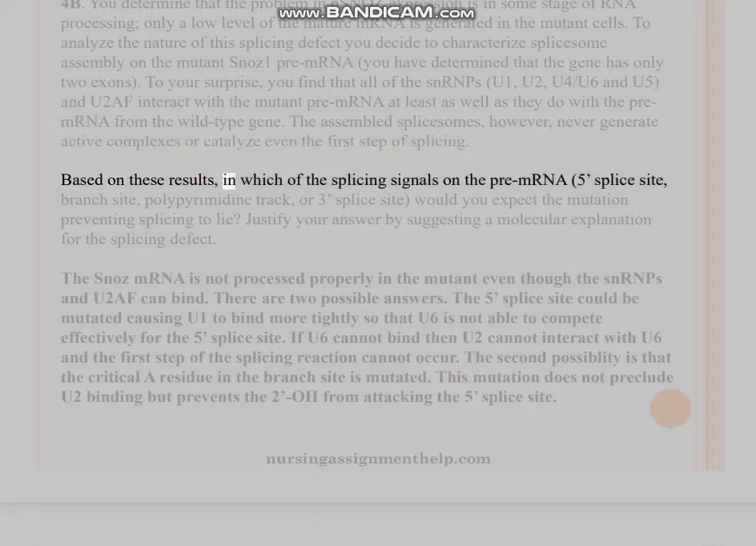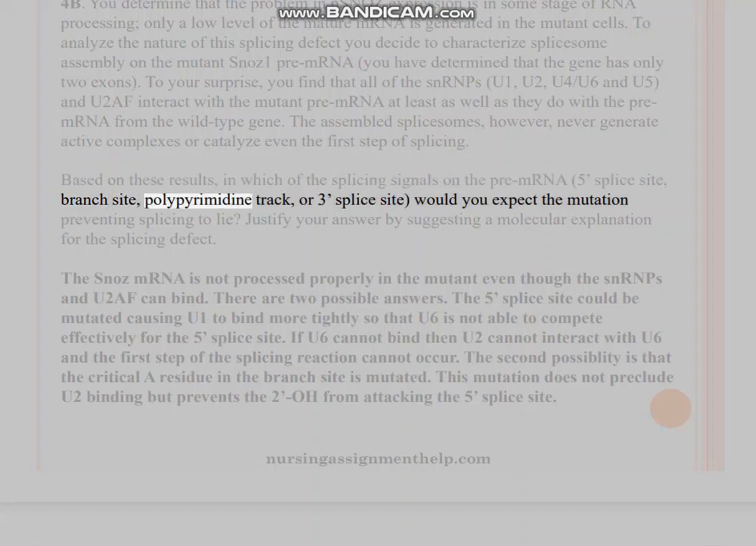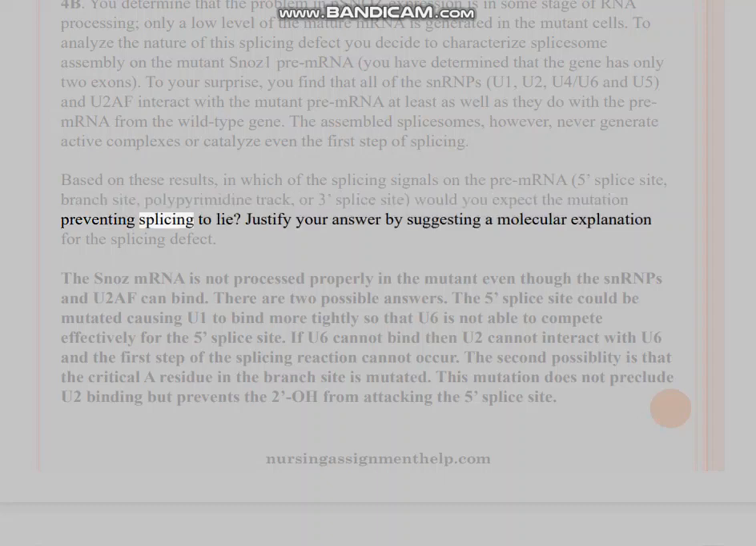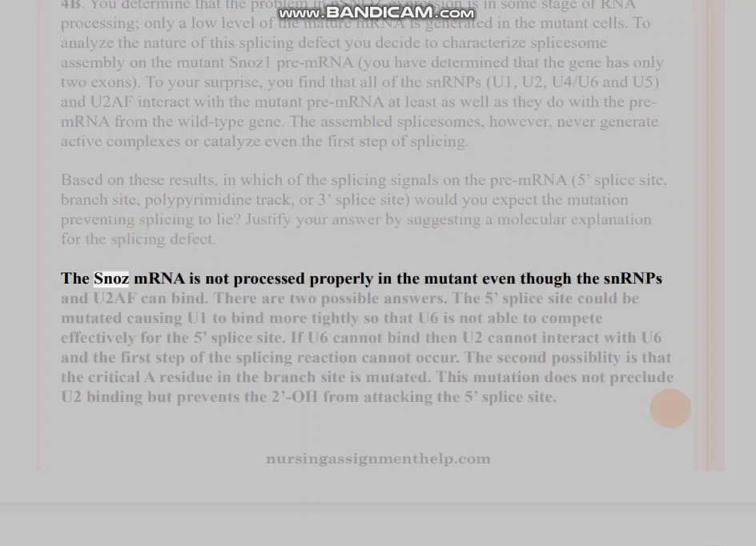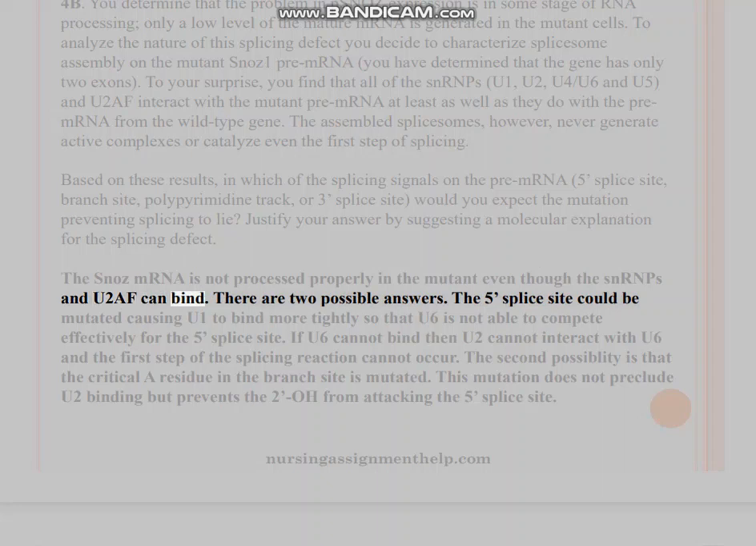Based on these results, in which of the splicing signals on the pre-mRNA, 5' splice site, branch site, polypyrimidine tract, or 3' site, would you expect the mutation preventing splicing to lie? Justify your answer by suggesting a molecular explanation for the splicing defect. The SNOS mRNA is not processed properly in the mutant even though the snRNPs and U2AF can bind.